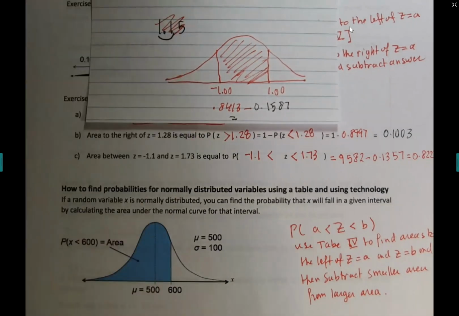All right. So this is how we do find areas to the left of a z-score, to the right of the z-score, between two z-scores using tables. Now we're going to come to how to use technology in doing this.